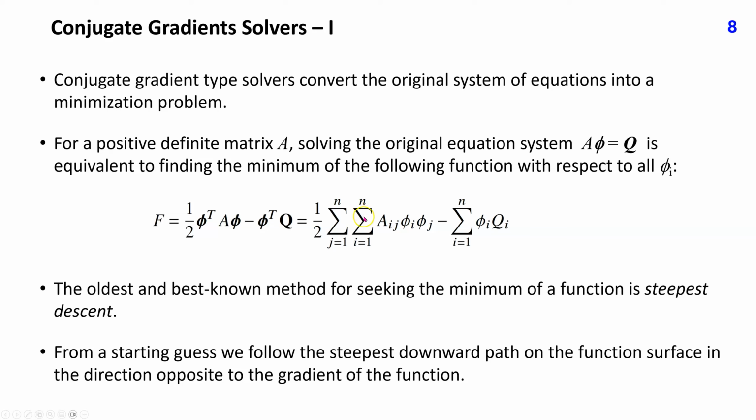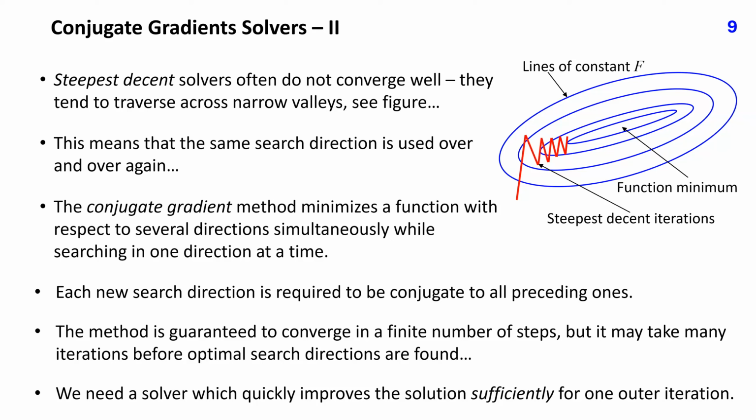The oldest and best known method for seeking the minimum of a function is steepest descent. From a starting guess, we follow the steepest downward path on the function surface in the direction opposite to the gradient of the function. Steepest descent solvers often do not converge well. They tend to traverse across narrow valleys, as shown by the red line in this figure here. This means that the same search direction is used repeatedly.